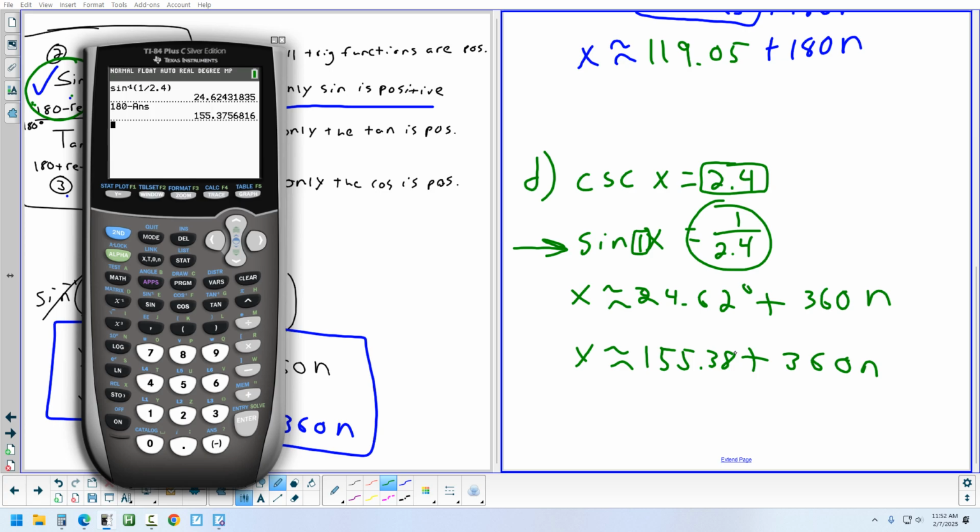And if I type that back in, the sine of 155.38 should come out to what? 1 over 2.4. Let's see. 1 divided by 2.4. We got 0.416. It's supposed to come out to 0.417, just the rounding. Yep, but those are the same. Okay, so any question on that one? That just has that one extra step, at least on my calculator. Okay. Any question on that? Okay.